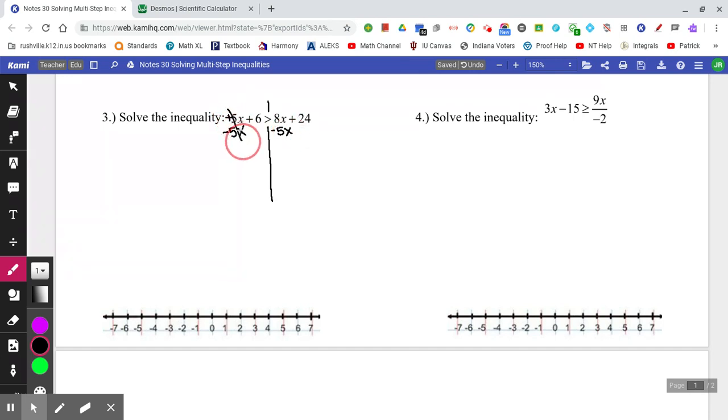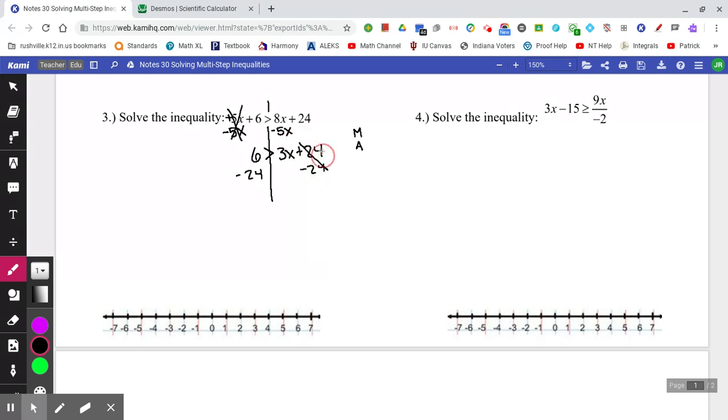Again, the reason why I'm doing opposite is because I'm going to the opposite side. So this gives me positive 6 is greater than 8x minus 5x is 3x, and then plus 24. So now the variable is in one spot, and it's being trapped with multiplication as well as addition. We get rid of what's unattached to the variable first, because that's what's easier to do in life, is to get rid of things that we're not attached to.